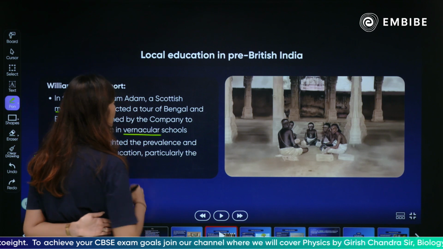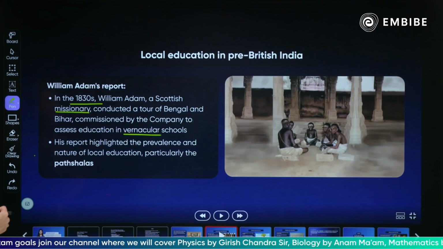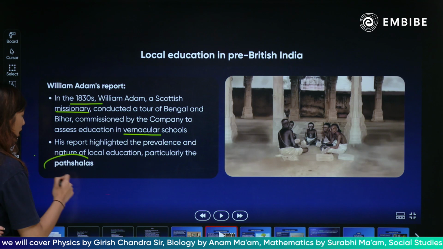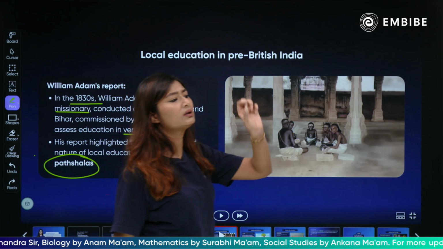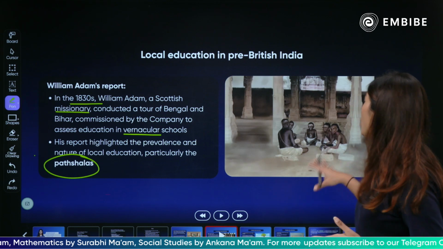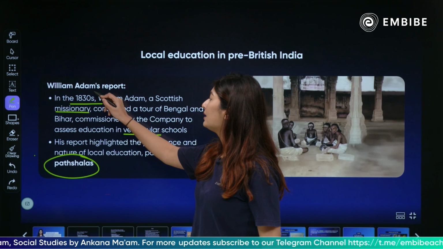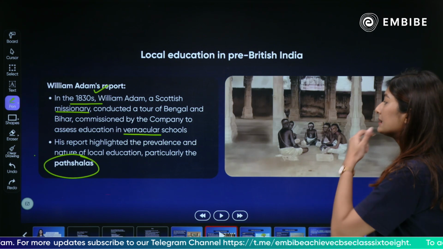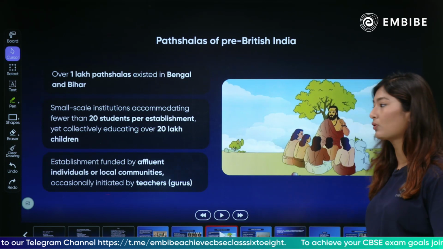What do you mean by vernacular? Basically the local languages that's spoken. His report highlighted the prevalence and nature of local education, particularly the pathshalas. So even today we call schools as pathshalas, but pathshala उस वक्त जो है was the technical term. So the regular, technical, traditional system in which the schools used to exist were known as pathshalas. So this Scottish missionary William Adams, he did a study on this, and in 1830 he produced the report and told us what was exactly happening in these pathshalas, how the education system was running.